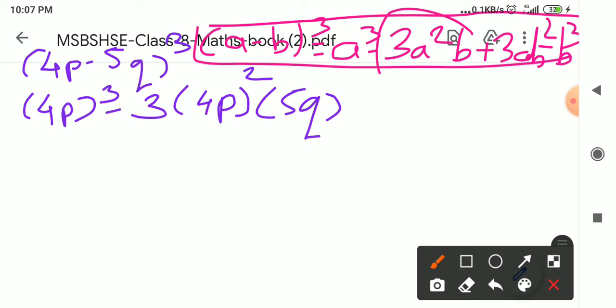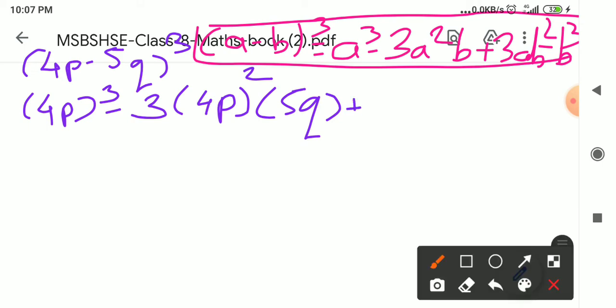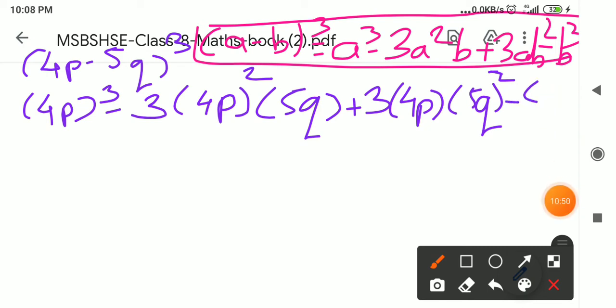Now we wrote minus 3a square b here. Now plus 3ab square, so plus 3a, a means 4p, and b square means (5q) square, and minus b cube means minus (5q) cube. So according to the formula, we factorize this (4p minus 5q) cube.